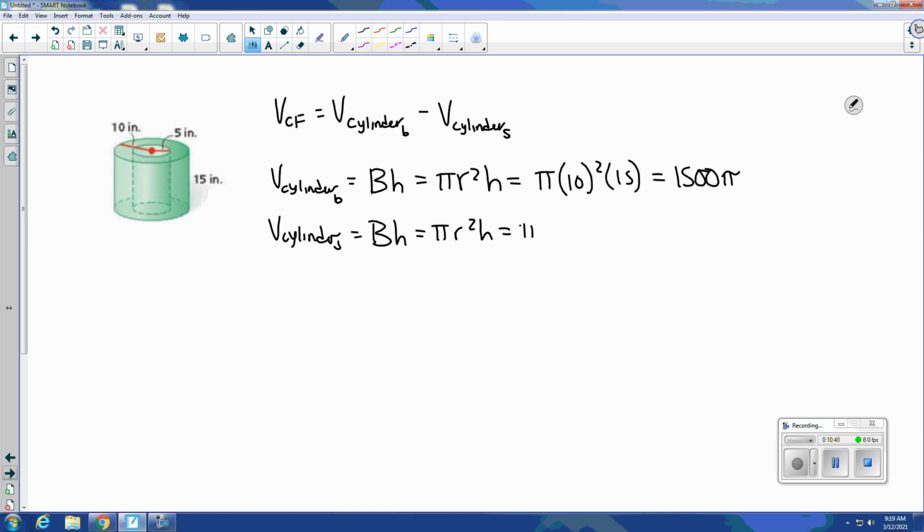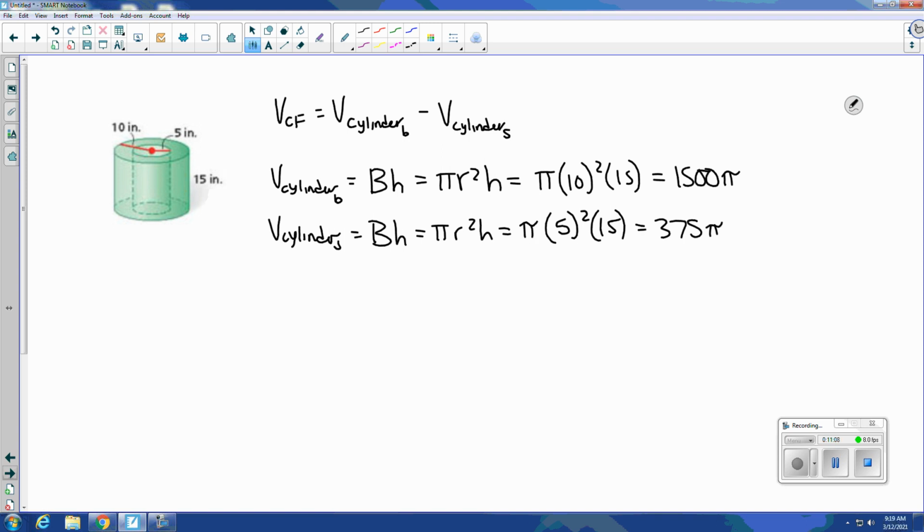We're going to do pi times 5 squared times 15. By the way, we're subtracting because we're removing that cylinder, that tube right from the center. So we're extracting that, so we have to subtract this time, as opposed to the previous problem when they were connected, so you would add them. So here we have 25 times 15, and that gets us 375.